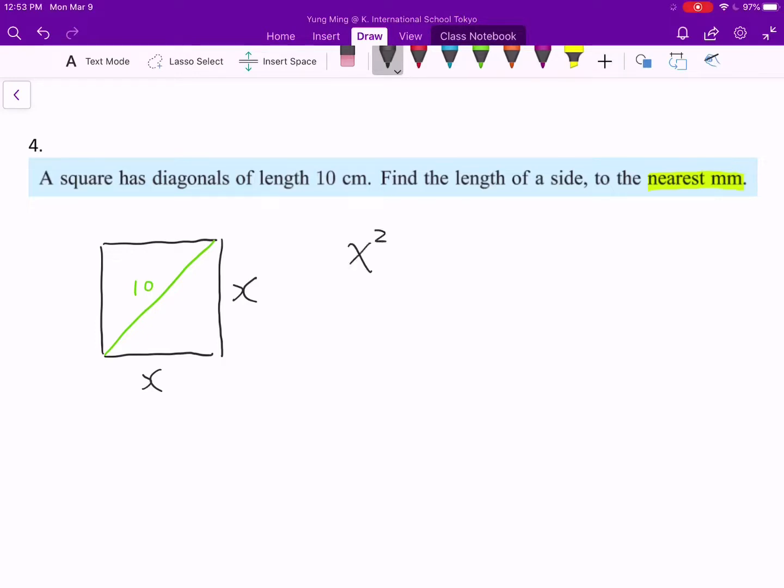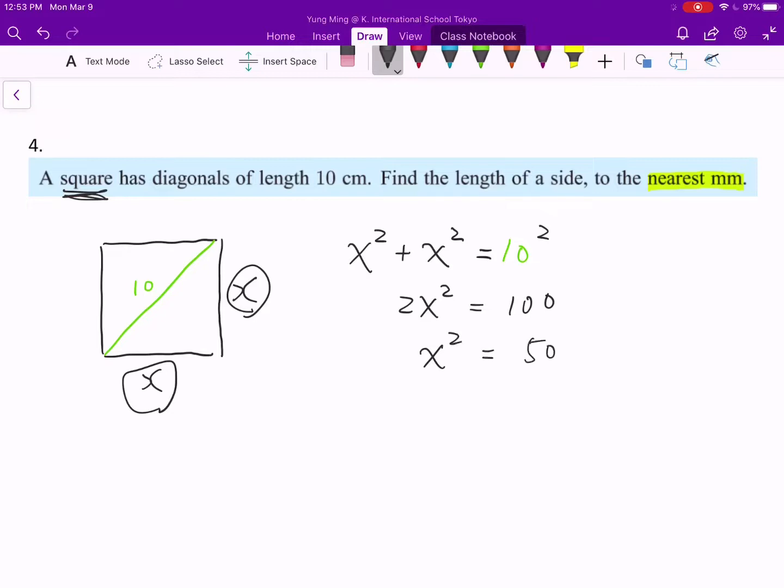We have x squared plus x squared, because it's a square, the side lengths are both the same. So we have x squared plus x squared equals 10 squared. Solve that. x squared plus x squared is actually 2x squared equals 10 squared, which is 100. You get x squared equals 50. x is equal to square root 50.